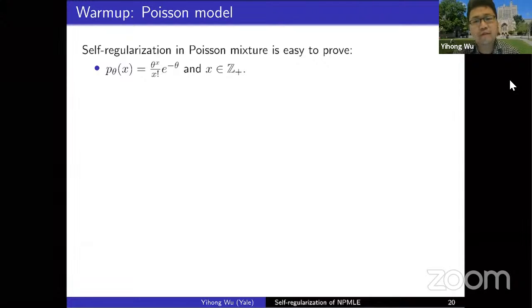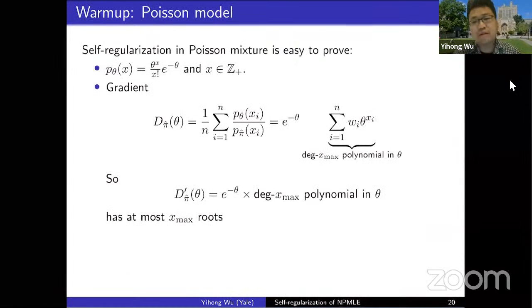Then I try to fit a convex combination of a number of Poissons with different means. So this is the Poisson density. And the important observation is that the Poisson is a discrete distribution, so the observation takes values in non-negative integers. If you just write down the gradient as before, this gradient has a very special structure: it is an exponential times a polynomial.